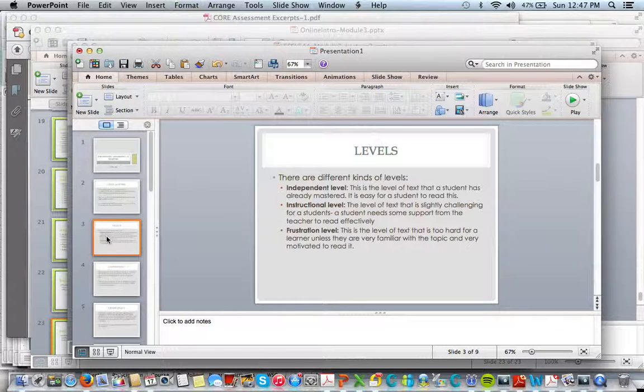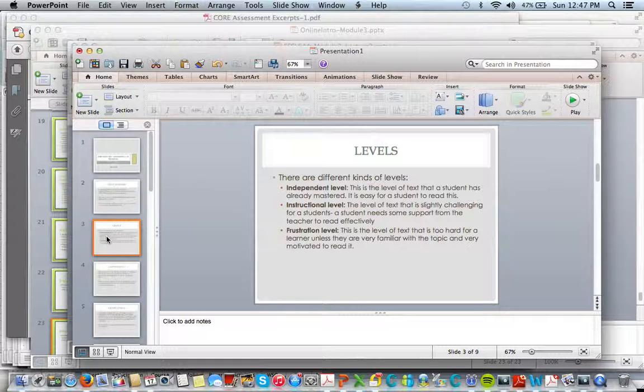The only exception is, sometimes learners find a text that they really love, or a topic that they know a lot about, in which case maybe they can handle reading it, or maybe they're super motivated. So sometimes they can work at their frustration level if they really know a lot or are very motivated to learn it. So that's what we're usually talking about.